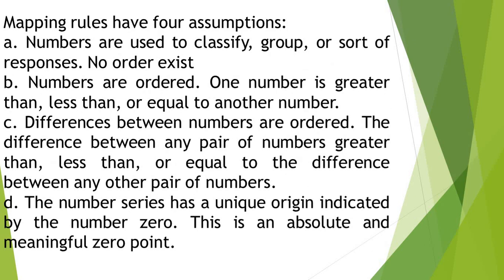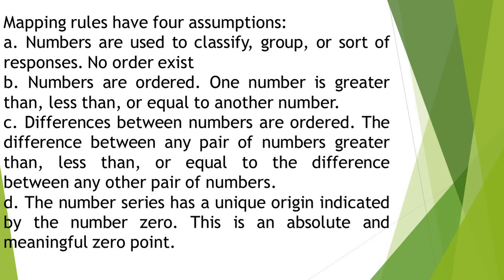Mapping rules have 4 assumptions. First, numbers are used to classify groups or sort responses. No order exists. For example, for the demographic profile, male and female. So you are just assigning numbers. One example, 1 for the male and 2 for the female. No order exists. Not that male is placed in number 1 or female will be placed in number 2.